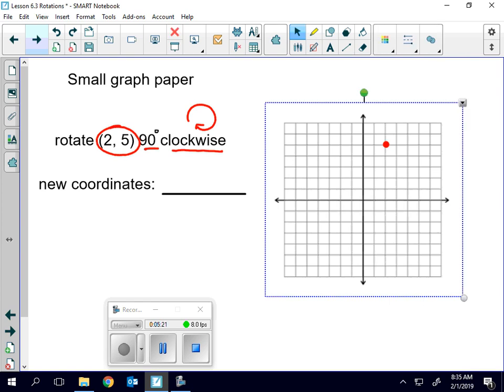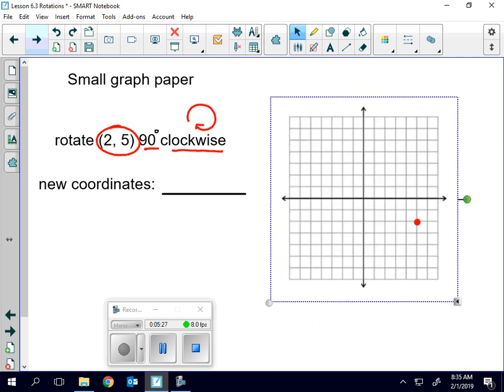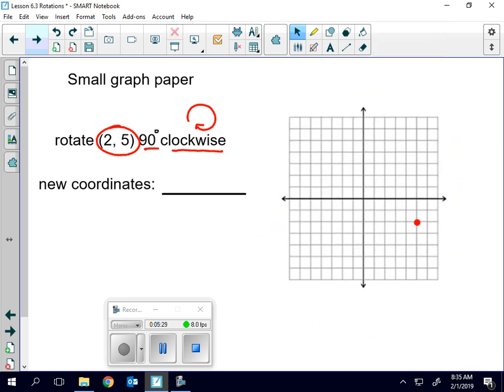So we're going to go clockwise. So here it is. We're going to go clockwise, 1/4 turn. 90 degrees is 1/4 turn. There you go. We turned it 90 degrees clockwise. Now let's just read the point. Now this is our new y and new x.